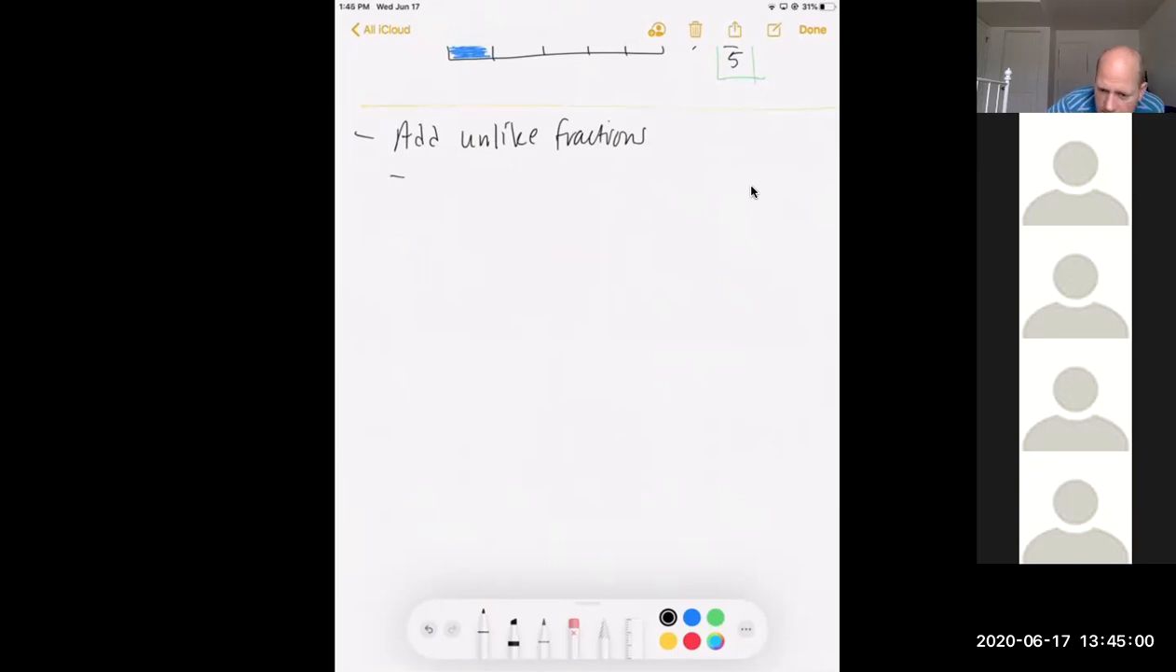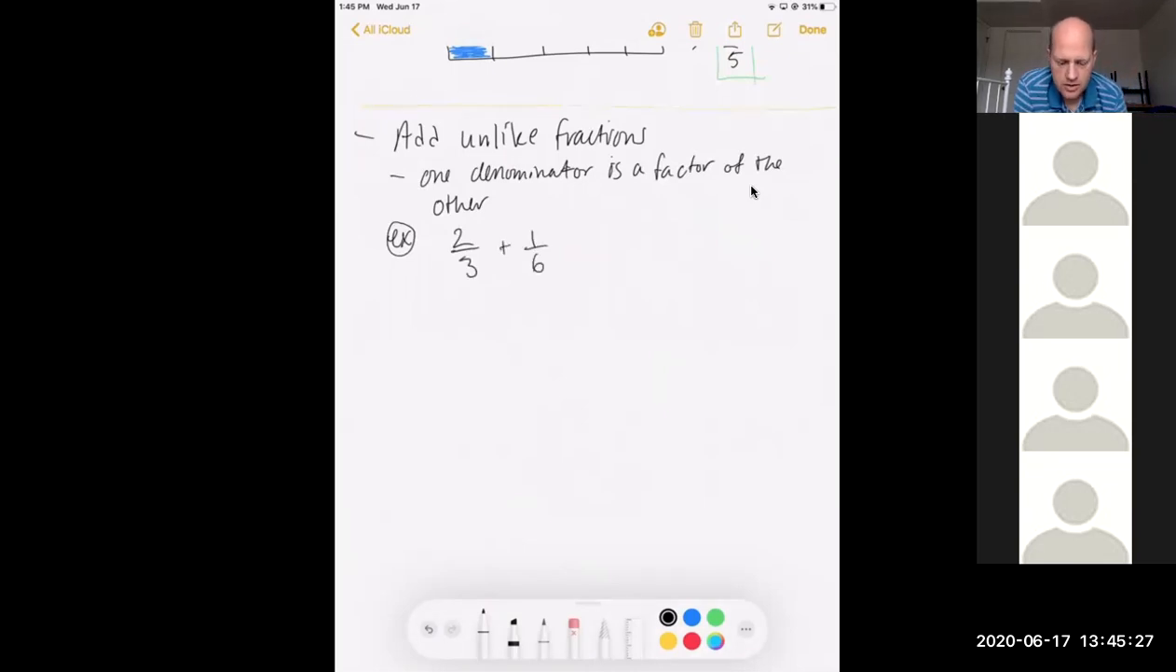Where one denominator can be divided into the other one, or one denominator is a factor of the other. This is what I mean. We're going to do 2/3 plus 1/6. Okay, 2/3 plus 1/6. Now this is where you get out your little fraction pieces.